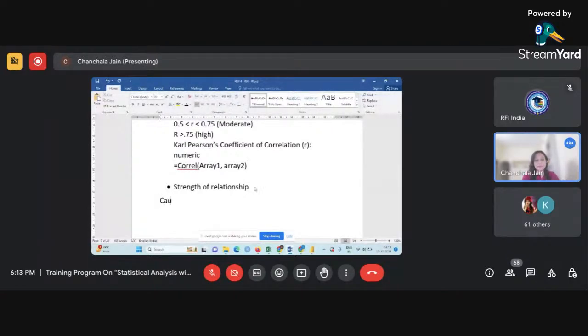when we say cause and effect relationship, can anyone say anything on this? Can we say correlation is telling us the cause and effect relationship?